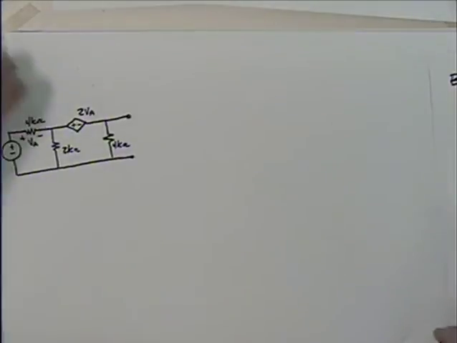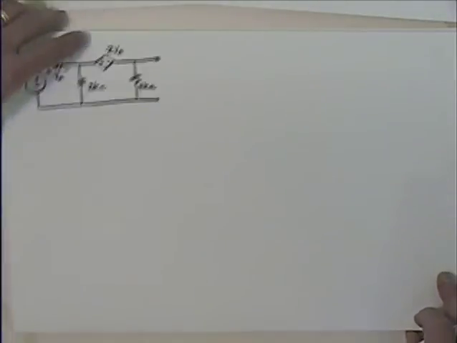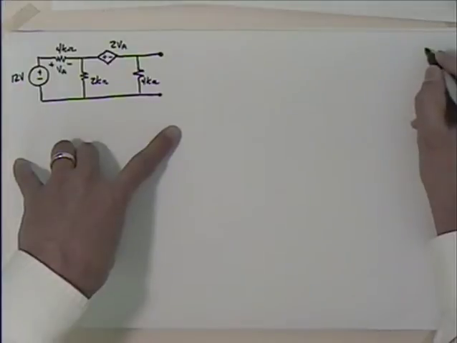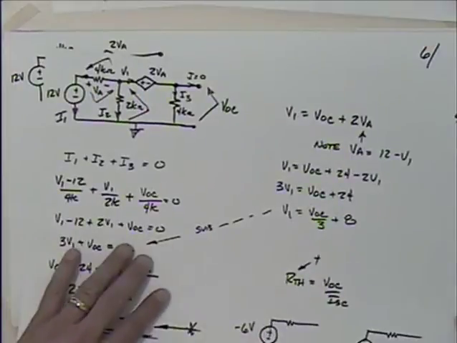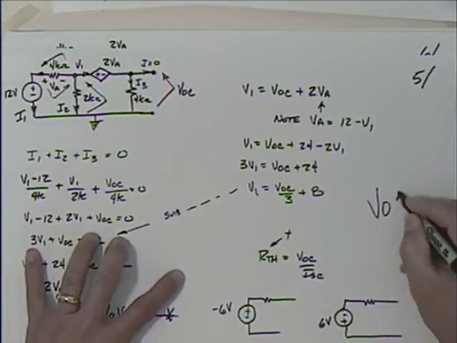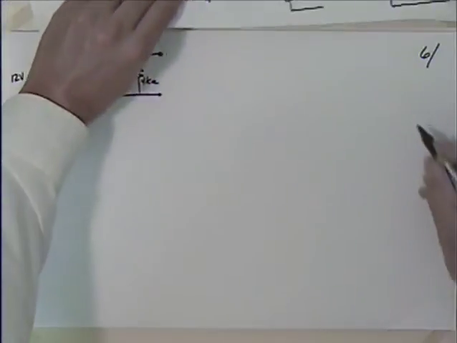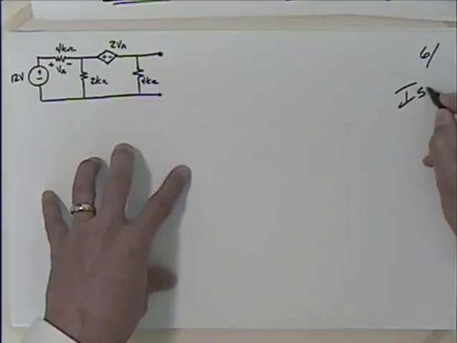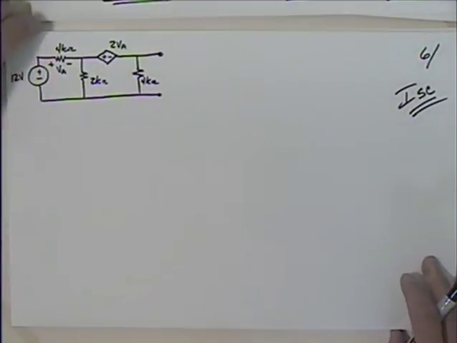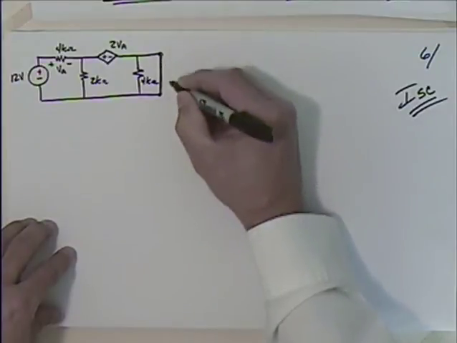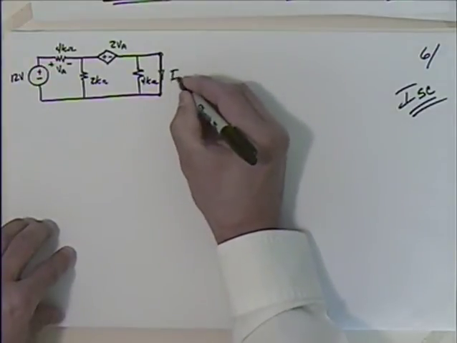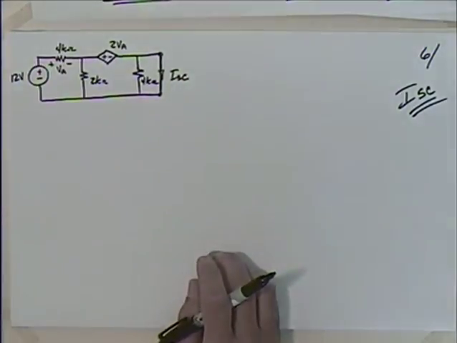And if we look at, now we're finding, what was this page about, page 5 was about finding V open circuit, right? So this is about I short circuit. So how do we get I short circuit? We short this out, don't we? Okay, so there is I short circuit.